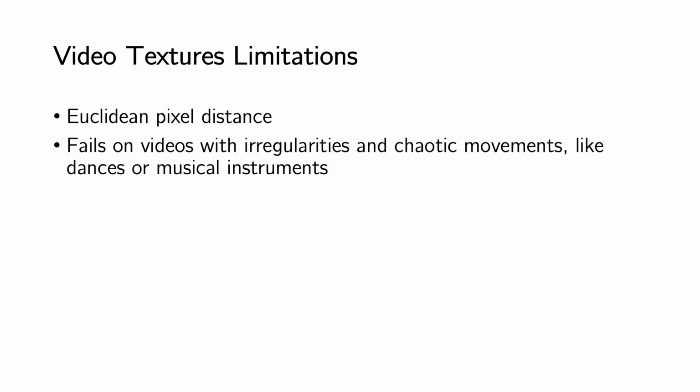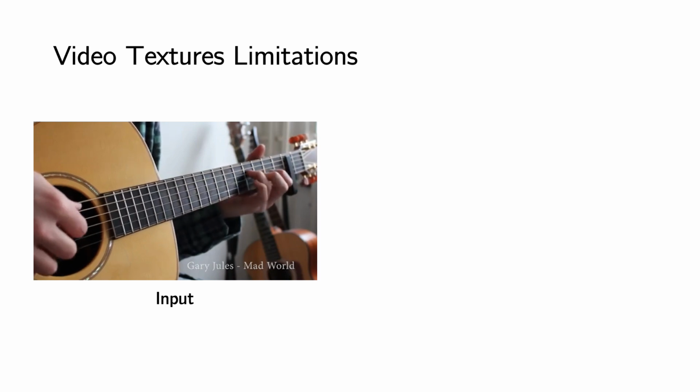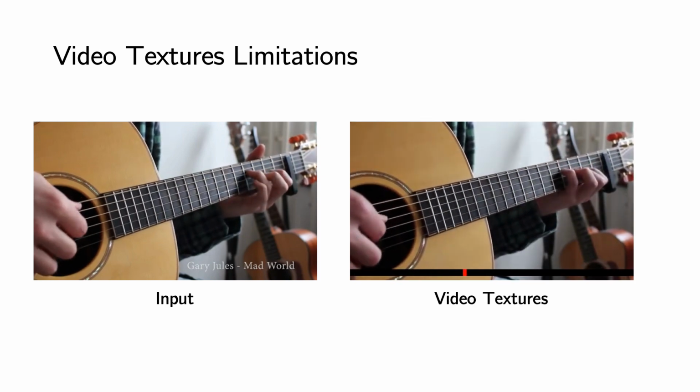However, classic video textures uses Euclidean pixel distance as a similarity metric between frames, which makes it brittle to videos with irregularities and chaotic movements, like dances or musical instruments. For example, given this video of a person playing a guitar, the classic method produces jarring transitions.